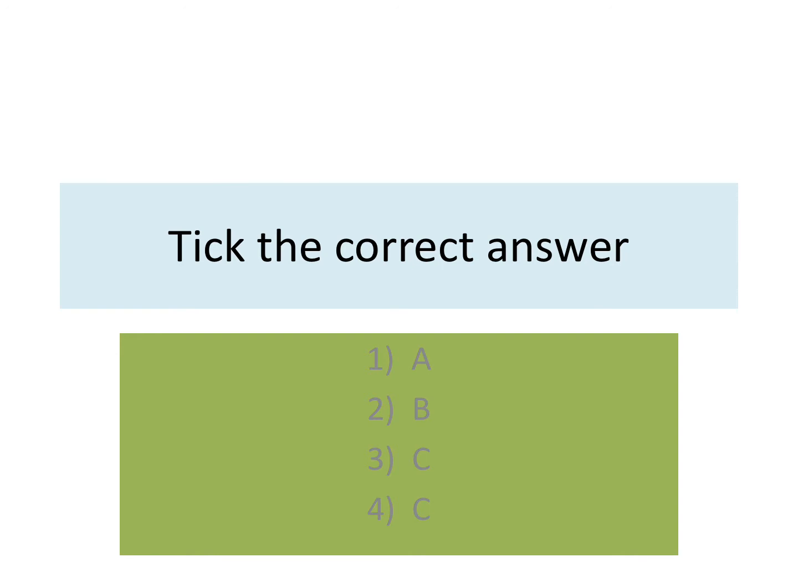First question: in hilly areas, the trees are conical in shape so that snow slides off easily. Second one: a feature of submerged plants is that they do not have stomata. Third one: pitcher plants are carnivorous because they trap insects and consume them. So the answer is C. Fourth one: sunken stomata are found in desert plants. So the answer is C.